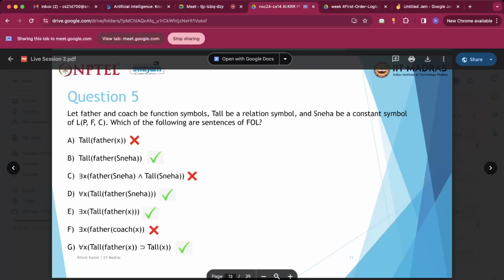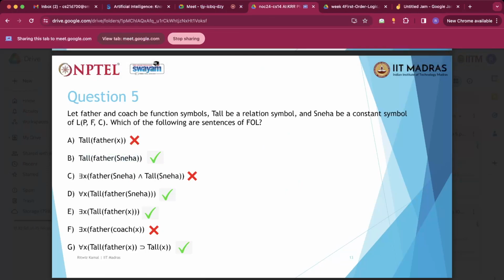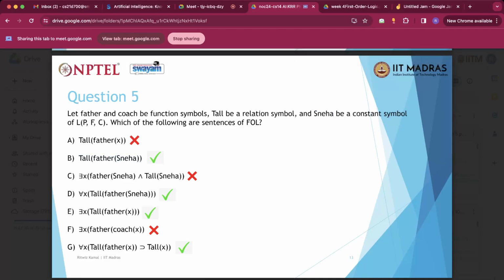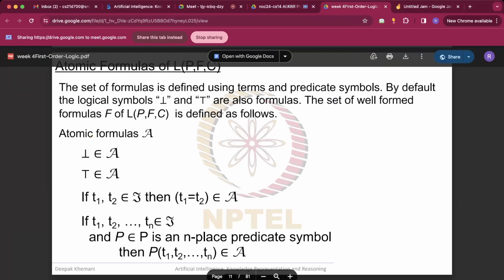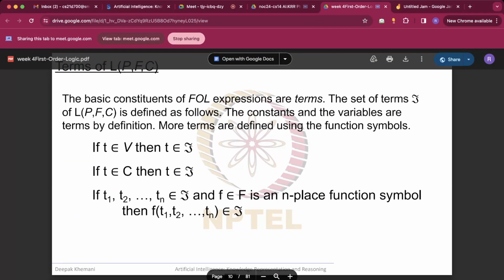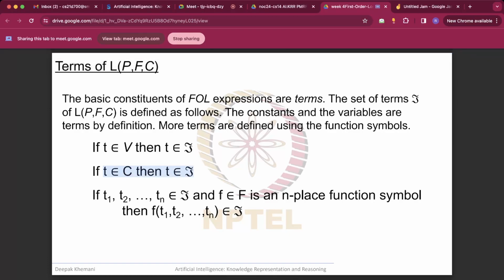Okay, so here we have tall father Sneha. Let's look at it part by part. What is Sneha? Sneha is a constant symbol that is given to us. A constant is a term that we saw in the definition of terms: if t belongs to constant, then t is a term.